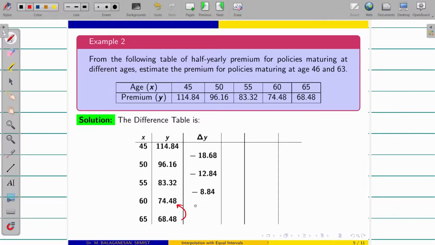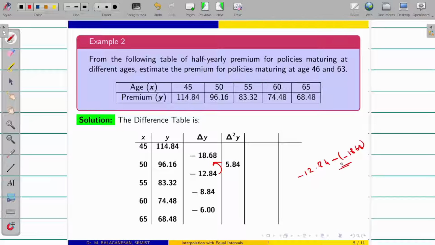Next, this minus this will give this. Similarly, find the next differences. This minus this. While you are doing like that, you should do very carefully. Minus 12.84 minus of minus 18.68. So what will happen here? Minus into minus, it will become plus.